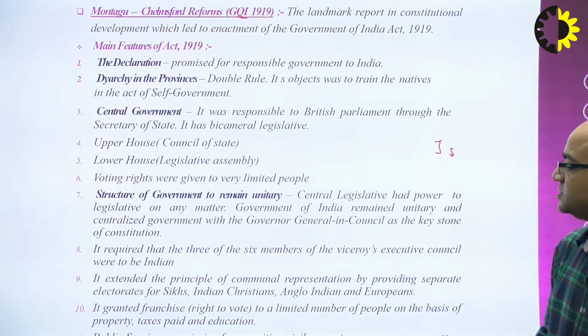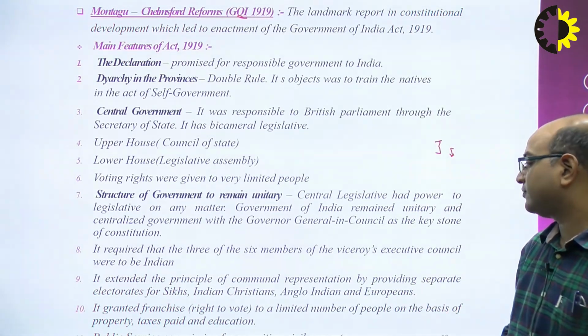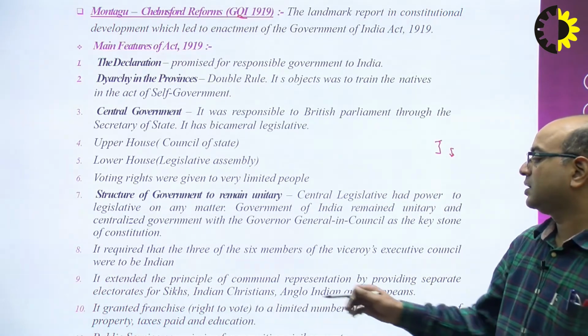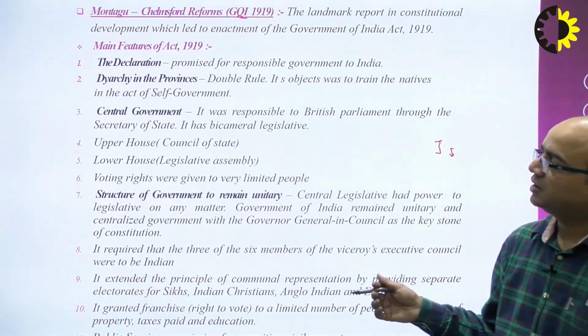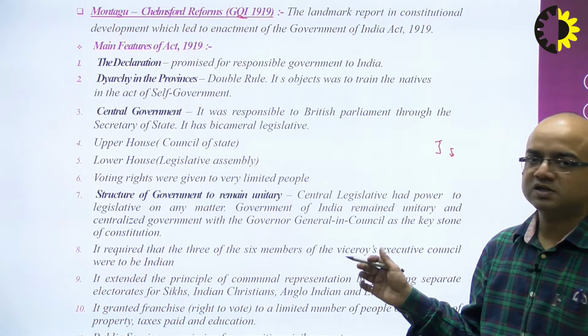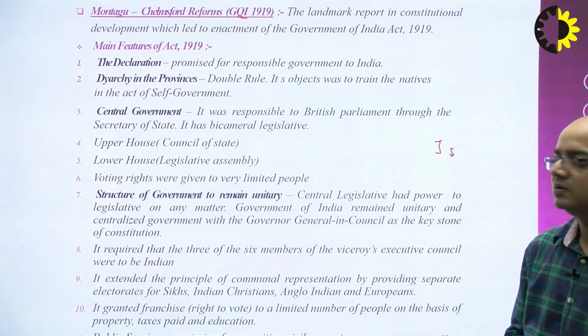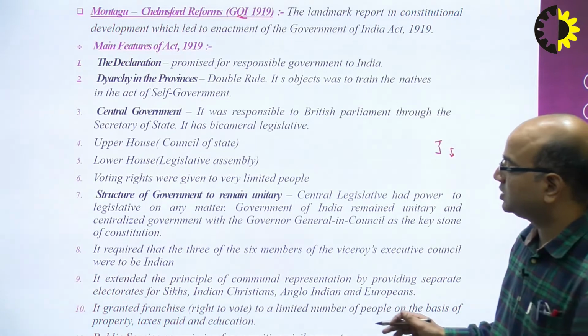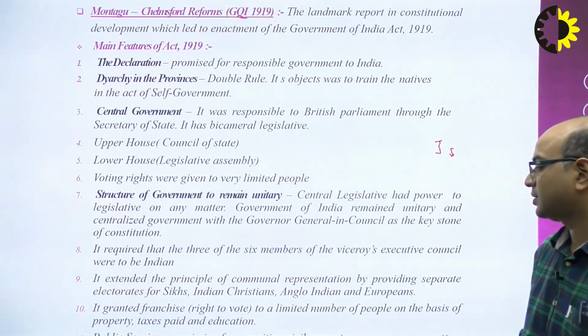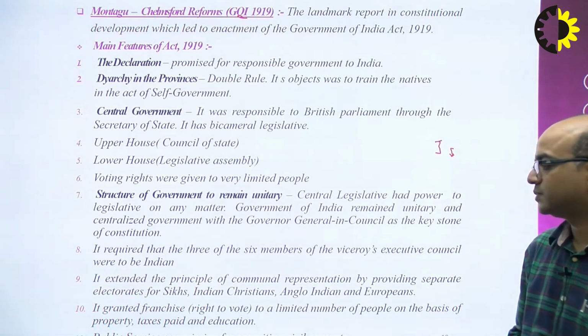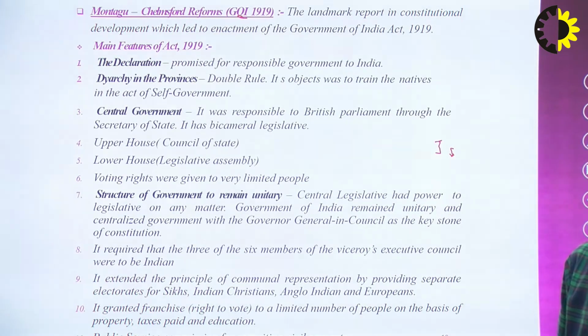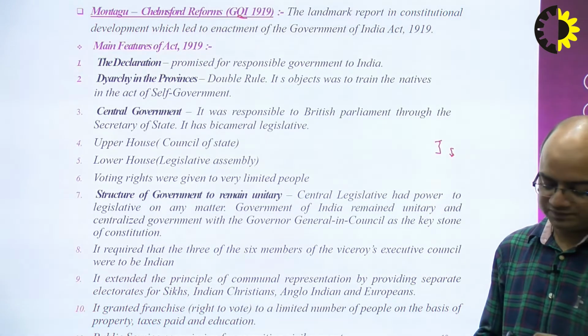Then it extended the principle of communal representation by providing separate electorates for Sikhs, Indian Christians, Anglo-Indians and Europeans. So earlier we saw the separate representation for Muslims, and now this concept of communal representation is extended to other communities in India. It granted franchise, or the right to vote, to a limited number of members on the basis of property, taxes paid and education. And here the Public Service Commission for recruiting civil servants was also started.